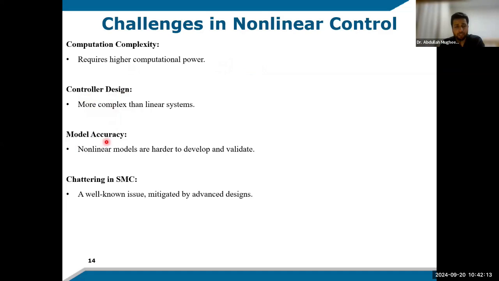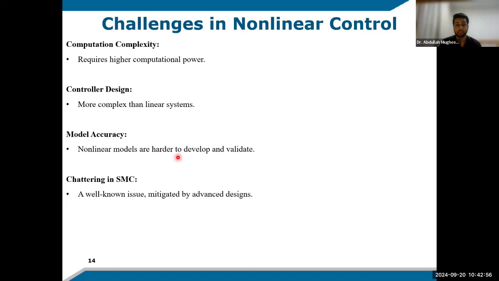So we have model accuracy problems. Nonlinear models are harder to develop and validate. Like I gave you an example: if there is an electric vehicle and you have mathematical equations representing that electric vehicle, they might represent the behavior up to an accuracy of 90%. Mathematical equations still cannot give 100% information about the system. Okay, whatever information they give is 100% accurate, but it might not give you all information about the system. So if you're not taking all the information about the system, the decision made by a controller might not be very good. Okay, so in the first place, those mathematical equations are not easy at all.